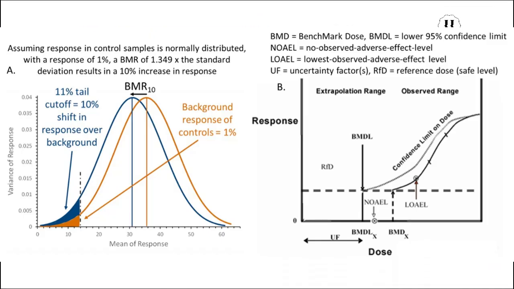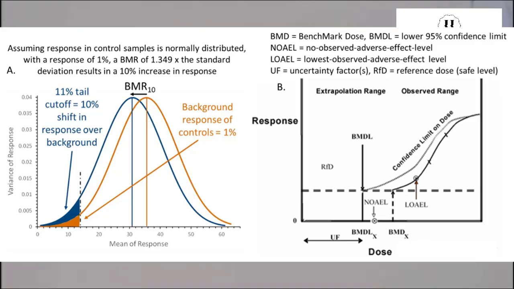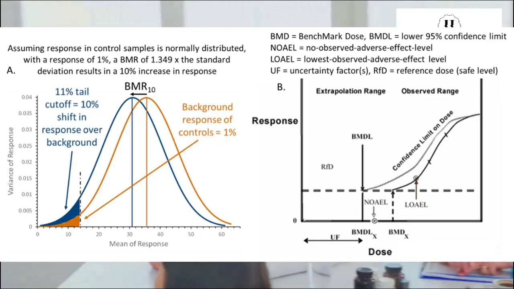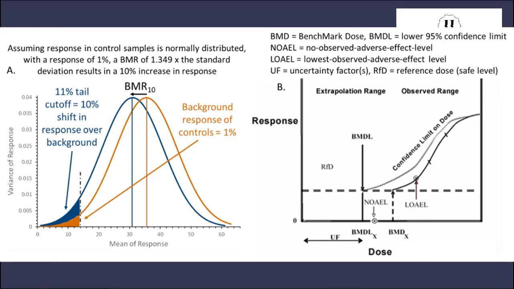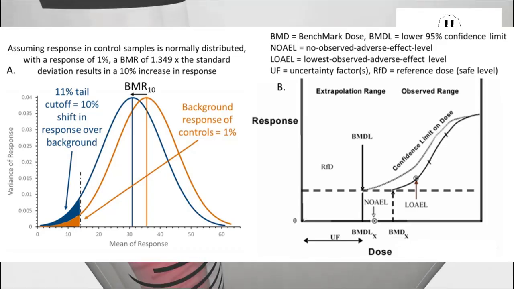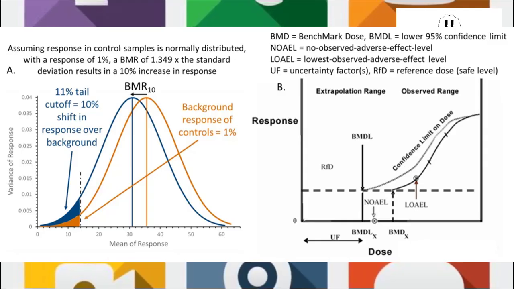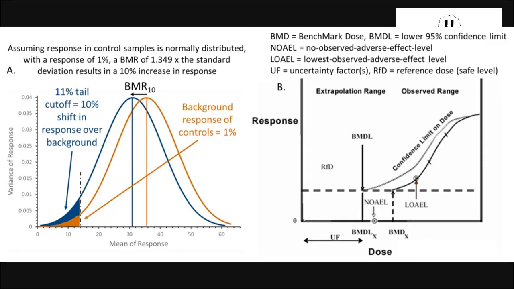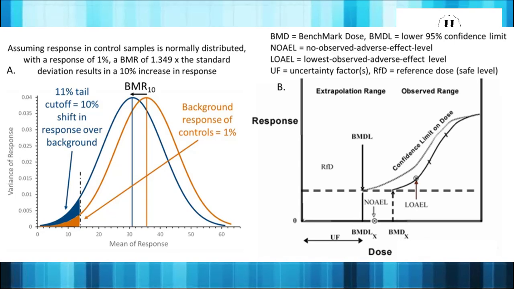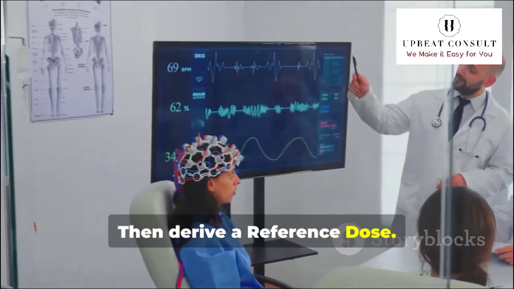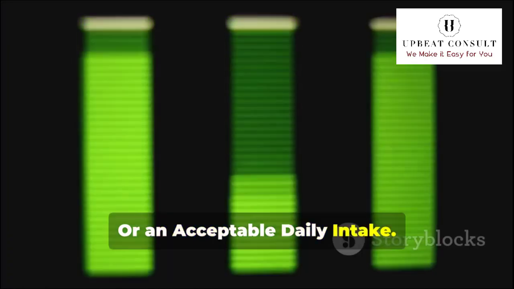Workflow in a nutshell: choose the endpoint. Pick a sensible BMR. Fit several dose-response models. Pick a fit that passes diagnostics. Read off the BMD, then compute the BMDL. That BMDL becomes the point of departure. From there, apply uncertainty factors: interspecies differences, human variability, database gaps. Then derive a reference dose, or an acceptable daily intake.